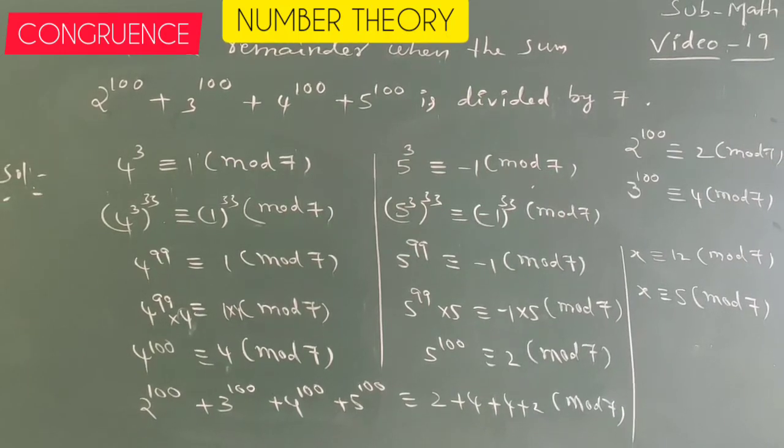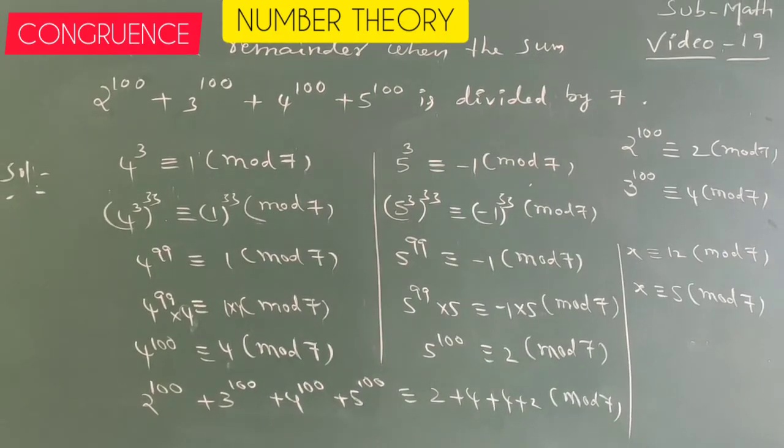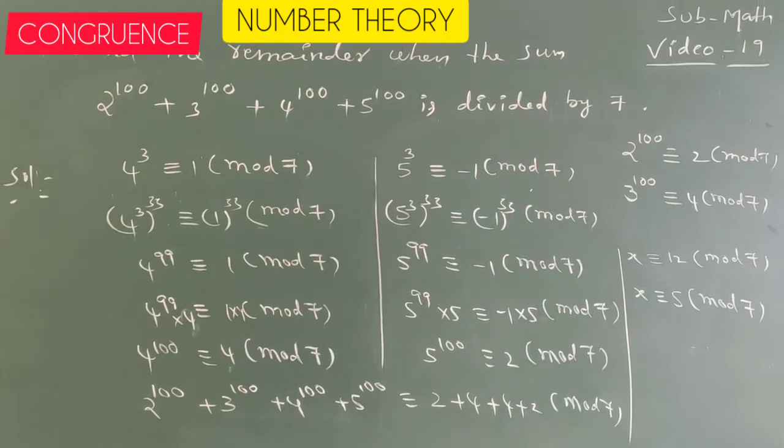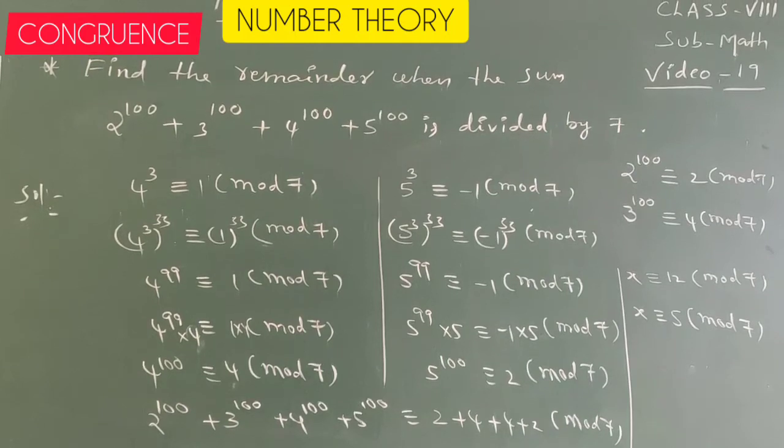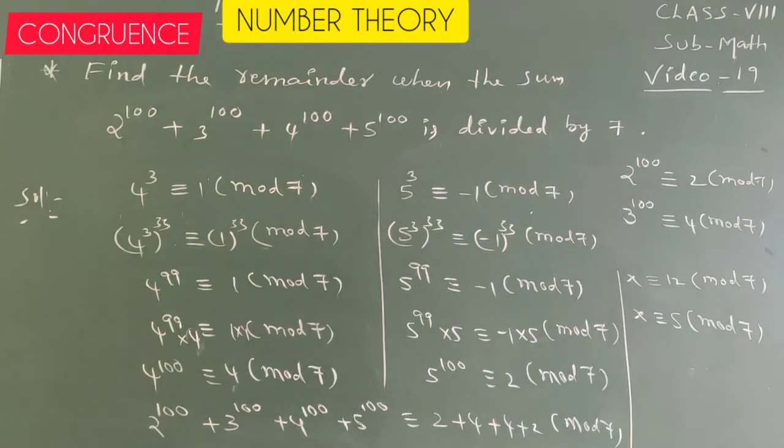So in this way, we can add the given things, you can get the required remainder. When 2 power 100, 3 power 100, 4 power 100, 5 power 100 is divided by 7, then we get the remainder as 2, 4, 4, 2. The sum is 12. 12 divided by 7 means 5 is the final remainder for this one.